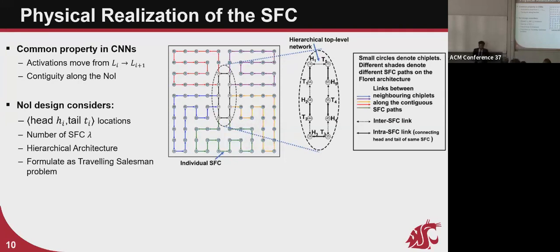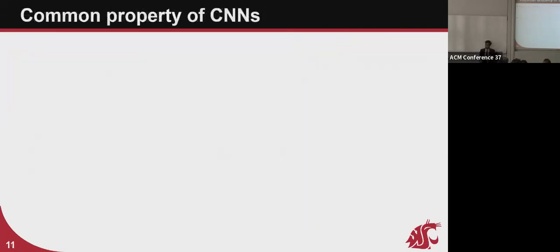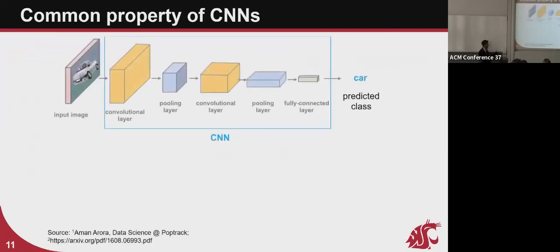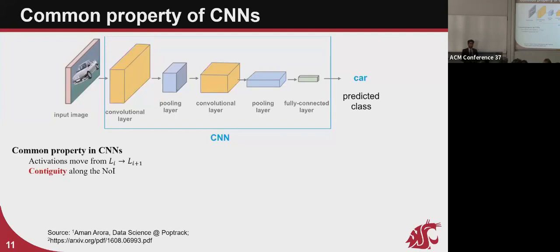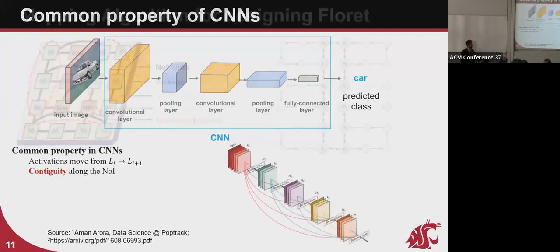Then we have a trade-off: what is the number of SFCs and how long each SFC is? And we have this hierarchical structure. It could easily be like a traveling salesman problem, where you start at one end and have to end back at the same place. We solve it with engineering principles of symmetry and decomposition, but there's a trade-off between the sizes. The common property I was highlighting, as in a lot of papers for DenseNet and CNNs, is that we have an input image, convolution layer, pooling, and always these activations from Li to Li plus 1, which is primary. Our experimental results have included DenseNet and ResNets in multiple different scenarios, and maintaining this contiguity on the NOI solves the problem very effectively.